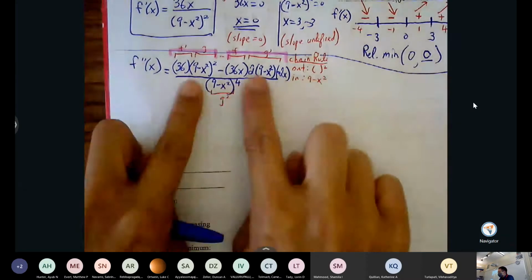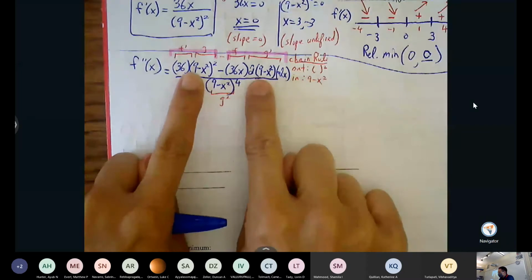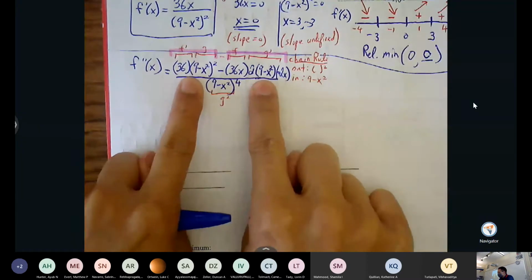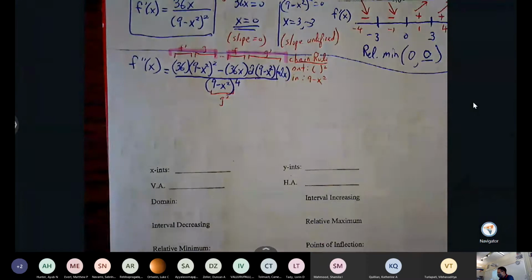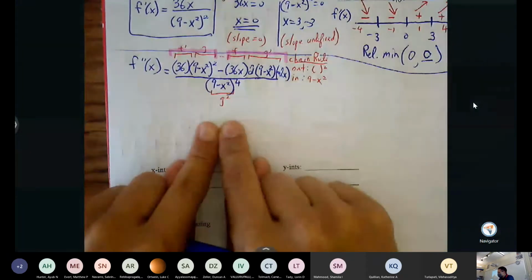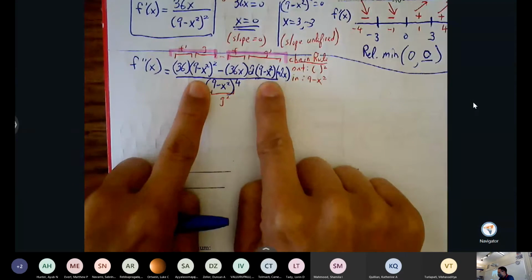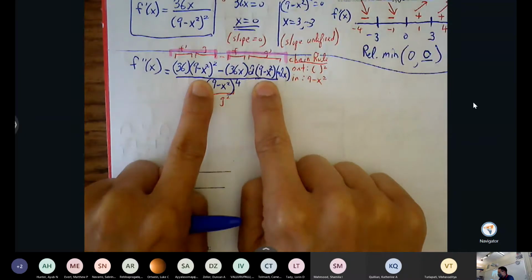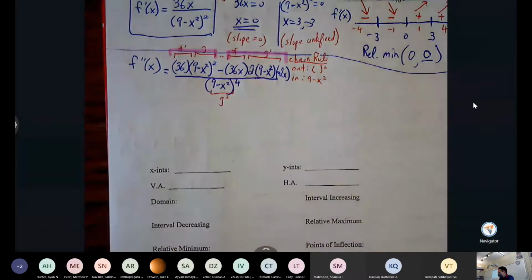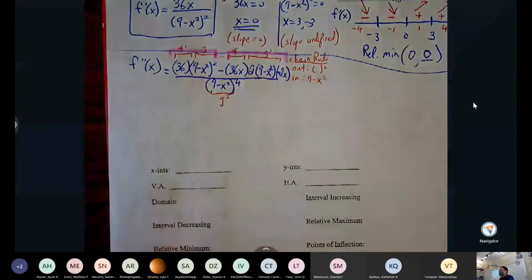Think of these as two subcategories or two separate terms. What do you see as common? What's shared between these two terms that I can easily pull from both? 9. Okay, but 9 is part of what? 9 minus x squared, right? So I can take one of the 9 minus x squared out. There's 2 here, there's 1 here. I can take one of them out.